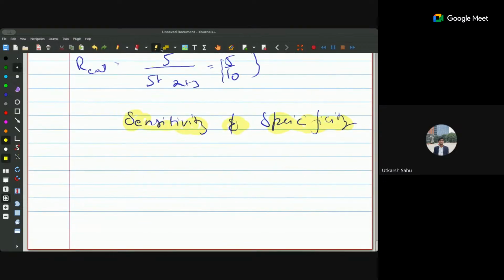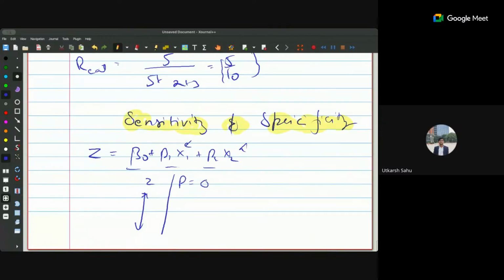Another type of question which comes from this week is, they will give you some linear boundary. Z equals beta 0 plus beta 1 x1 plus beta 2 x2. Beta values will be given to you. These two will be in a table. Plug in the values, get your Z, and then find the probability. Probability is sigmoid of Z. This Z is what? This is log of odds.